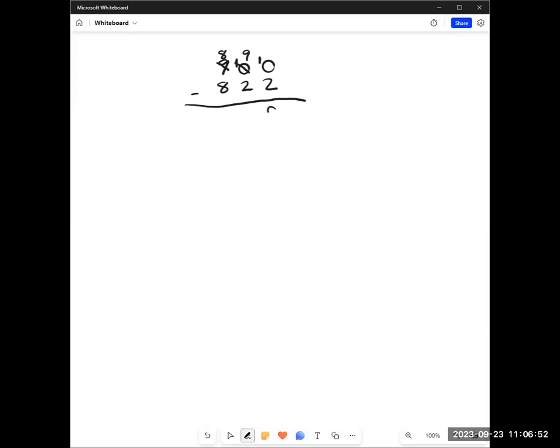10 minus 2 is 8. 9 minus 2 is 7. 8 minus 8 is 0, so I don't write a place value for that. And my answer is 78. Let's check with addition here. So let's say 822 plus 78. 2 plus 8 is 10. 9 plus 1 is 10. And we did get back to 900.